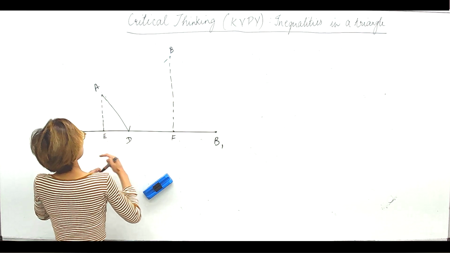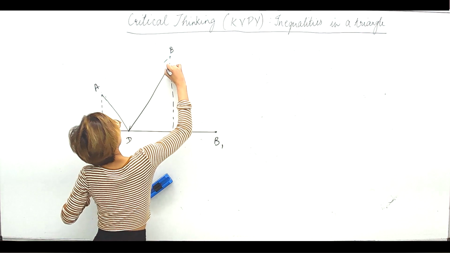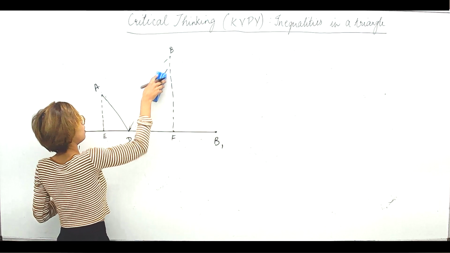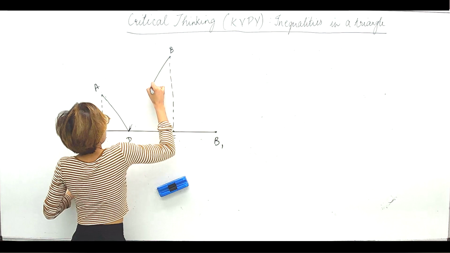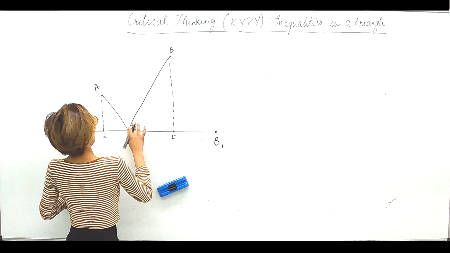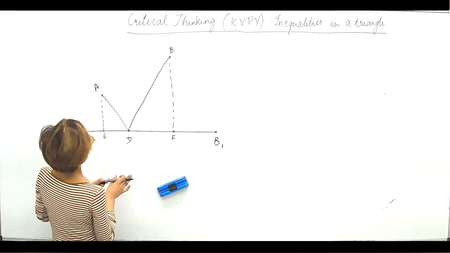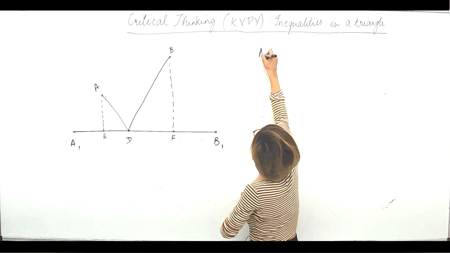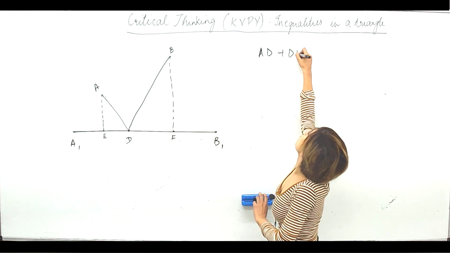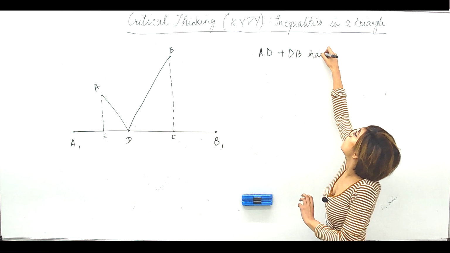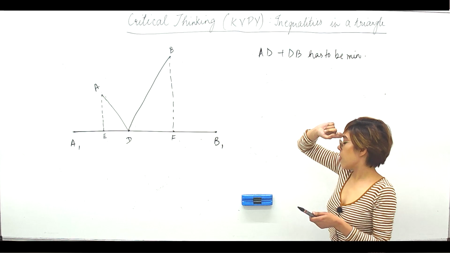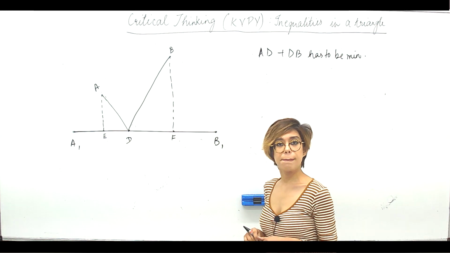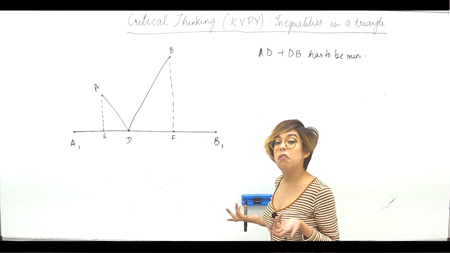Straight line, yeah. Find the suitable triangle. This is the best I can do. AD plus BD has to be minimum. I don't know how to proceed.